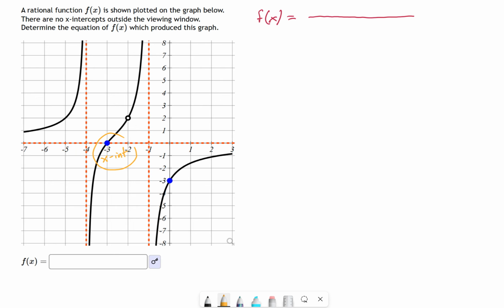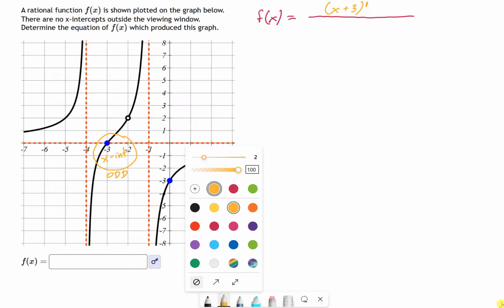First of all, I have an x-intercept at -3. So that must come from a factor of x plus 3. And because it's crossing the x-intercept, it's odd, so that is an exponent of 1. Okay, there are no more x-intercepts, so I'm kind of done with that.